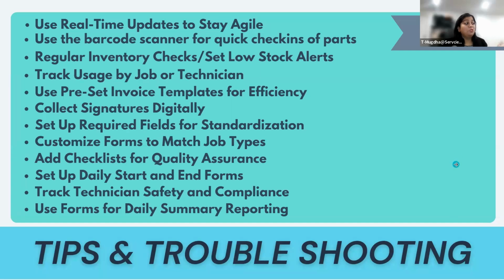It's a long list, but I couldn't stop myself from putting these tips together. I know it's a lot, but this also comes a little bit from our last session as well. Like I said, use real-time updates, use barcode scanner for quick check-in of parts, regular inventory checks, set your low stock alerts, the ROP and EOQ. We've gone over that in our previous sessions when we were talking about transparency of parts in ServiceWorks. We talked about this topic for a long time. ServiceWorks does have the ability to send you an alert when you're running low on certain parts. So track your usage of parts by job or technician. Make sure you do that.